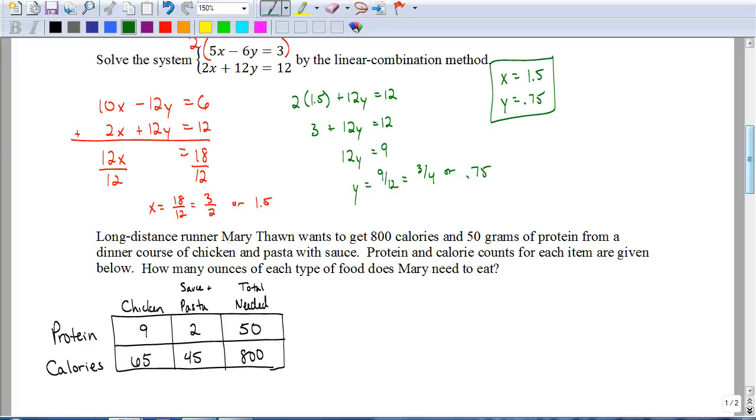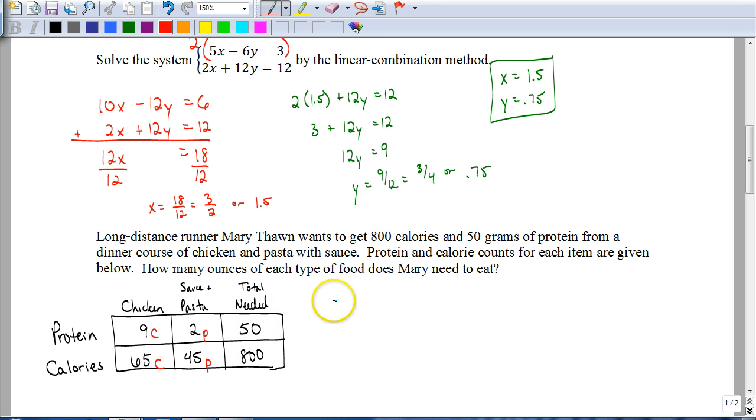Well, so we have our table. We want to create 2 equations from this. Now, we can use C to represent chicken, and P to represent the pasta and sauce. So these equations would give me the total amount. The first equation is going to give me the total amount of protein that I would need. I get 9 grams of protein from the chicken. I get 2 grams of protein from the pasta and sauce. And I need a total of 50 grams of protein.